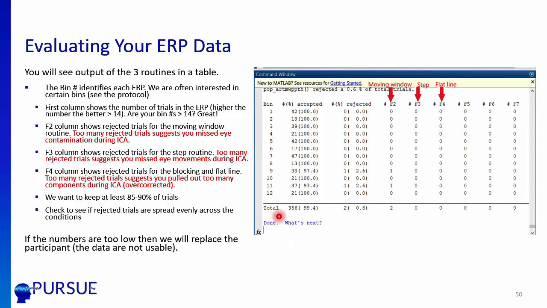And bottom line is, down here at the bottom, you want to see, are you retaining, are you only losing maybe 10% of the trials? 10% would actually be a little bit high. Are you somewhere between 0 and 10%? And if you are, and you still have numbers in each of our critical bins that are above 14, then that's probably okay. If the numbers are too low, then we're probably going to replace that participant. That just means that that's not usable data, and we're going to move on.